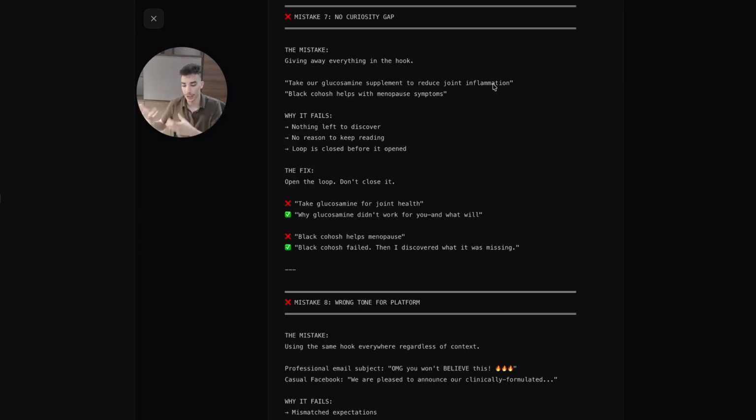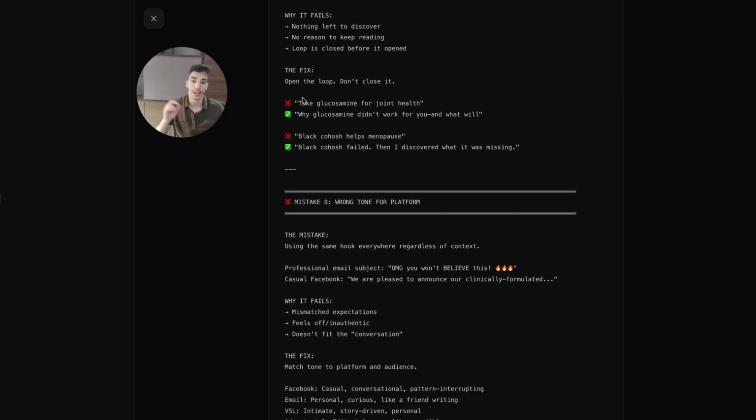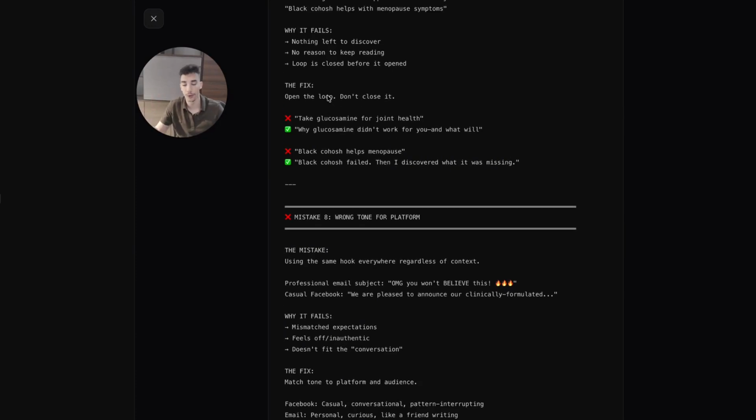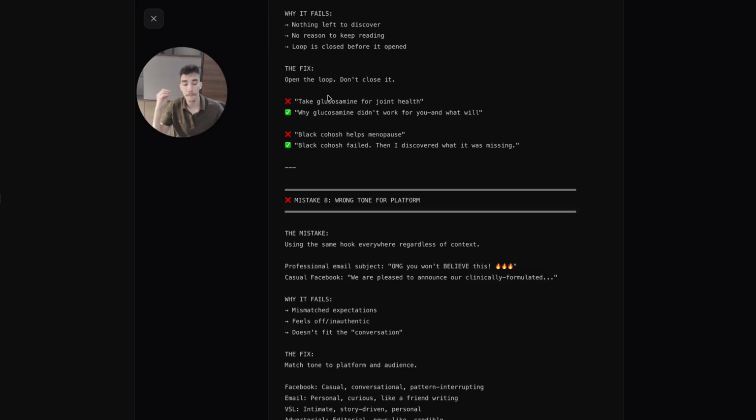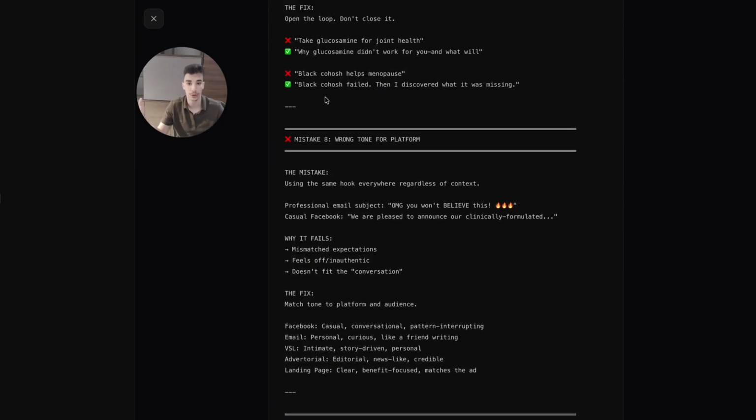You just get an answer to it. There is no curiosity. Black cohosh helps with menopause symptoms. Why it fails: nothing left to discover, no reason to keep reading. The loop is closed before it's open. The fix: open the loop, don't close it. In the hooks, as we already talked about, the first three lines' job is to make them committed to actually learn. So the loop should be opened, not closed, in the hook.